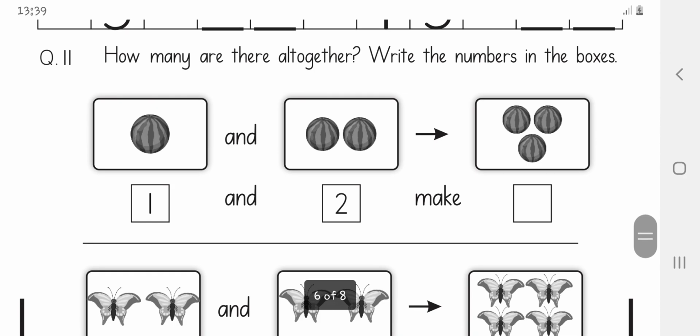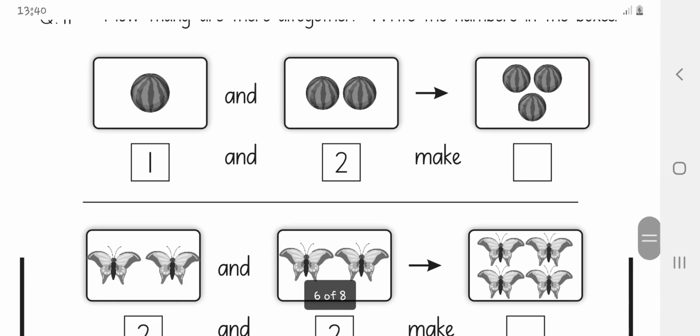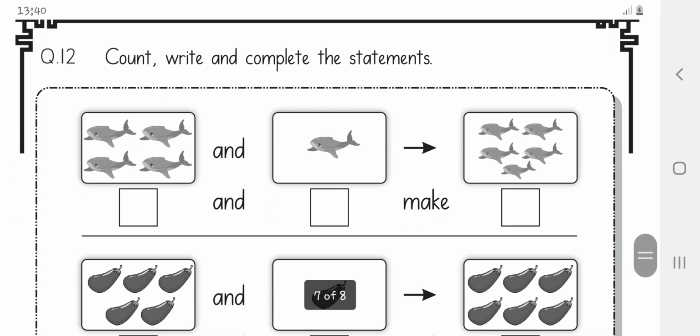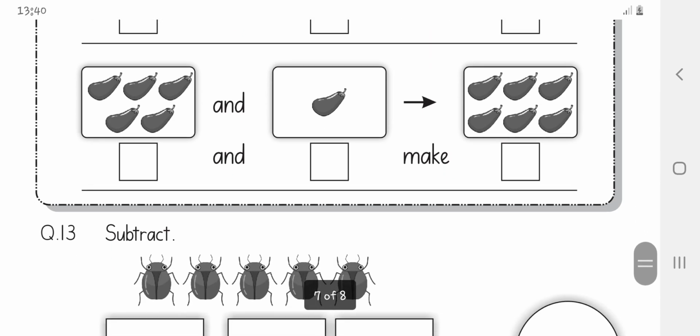Question number 11 is how many are there altogether? Write the numbers in the boxes. So encourage them to first say what the quantity represents. This is 1. This is 2, and then encourage them to count 1, 2, 3. So this is 3, and they have to write the number 3 here. The pictorial representation will assess them with the counting. Please do not give them any counters at this stage. All the questions are the same.